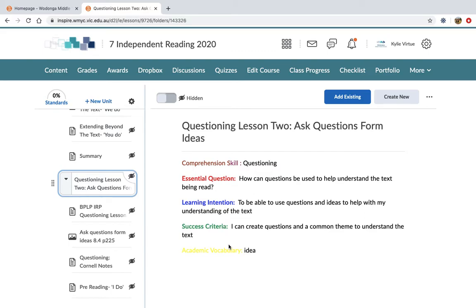And the success criteria is, I can create questions and a common theme to understand the text. So our academic vocabulary is just the word idea. And I guess it's because, what are your ideas around the text that you're reading at the moment?